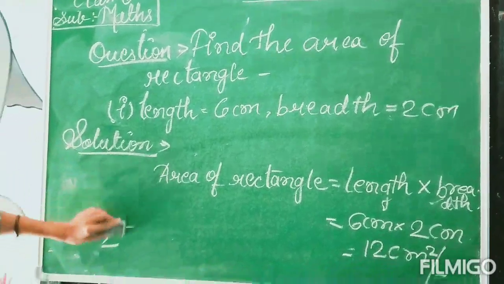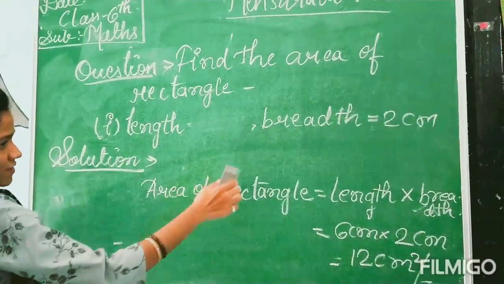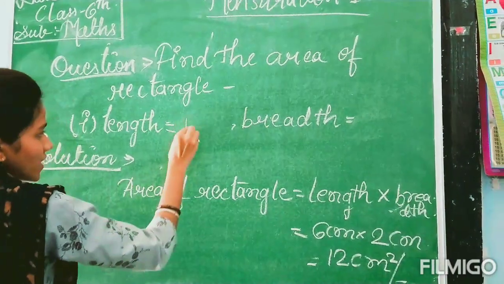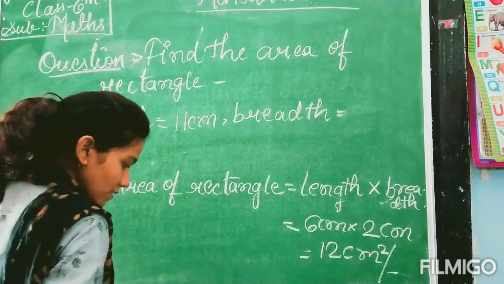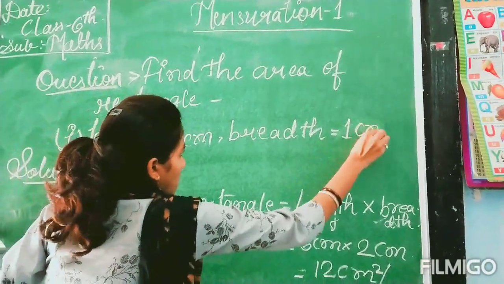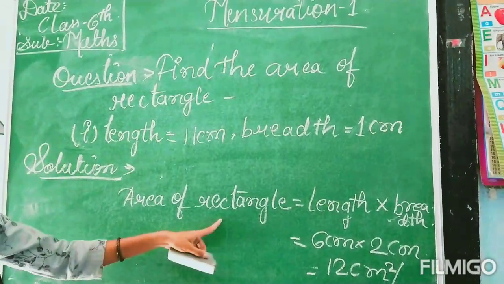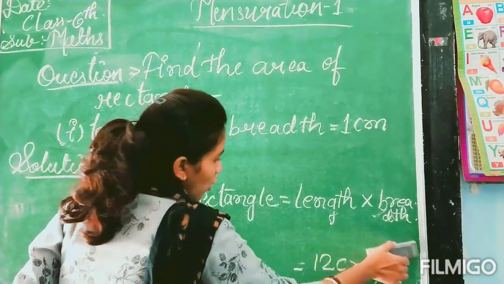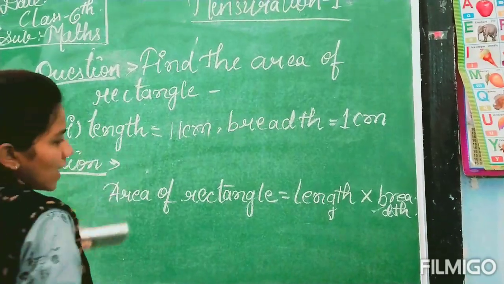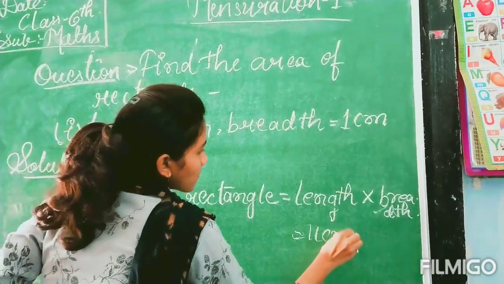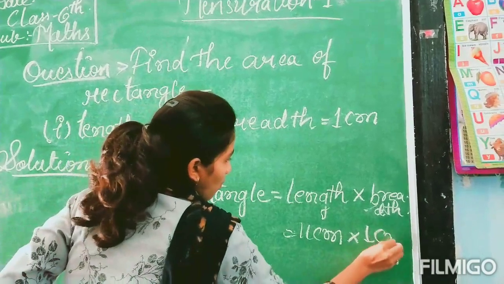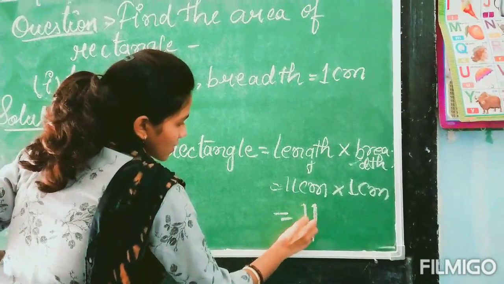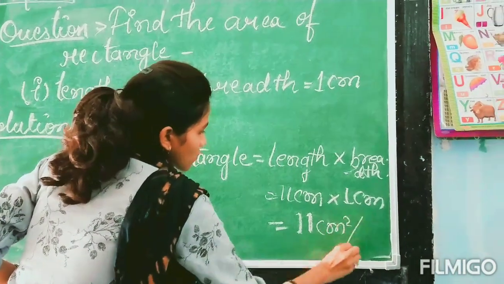Then next question, we can change the length and breadth again. Length is equal to 11 centimeter and breadth is equal to 1 centimeter. Same formula, because we have to find the area of rectangle in the question. You can change the value of length and breadth. Length is equal to 11 centimeter. Breadth is equal to 1 centimeter. 11 ones are 11 and centimeter square.